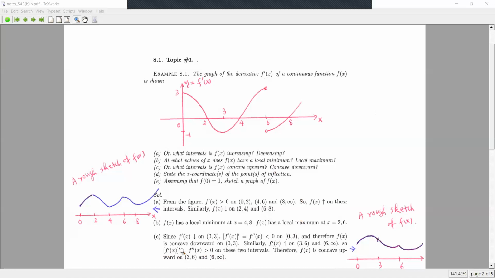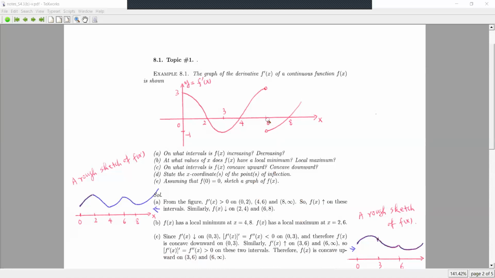Derivative on this guy is the second derivative of the function f, positive on the interval 3 to 6. So therefore, the second derivative is positive. The function f is concave up on this interval.